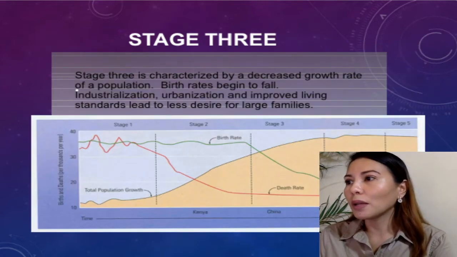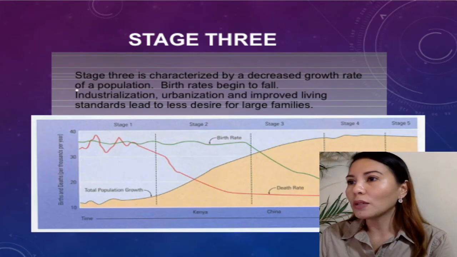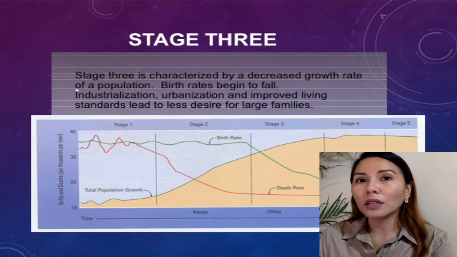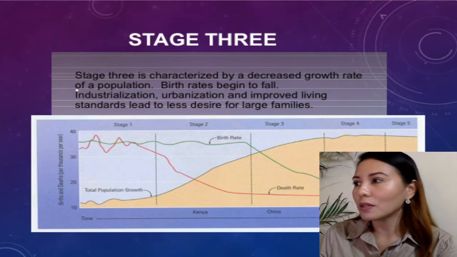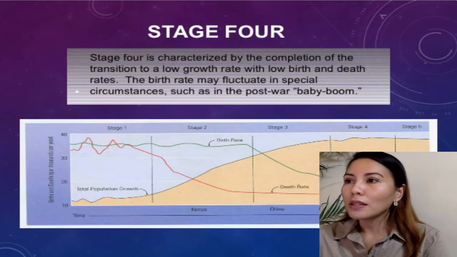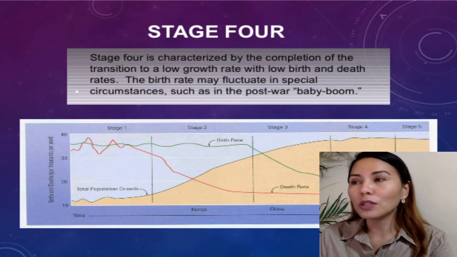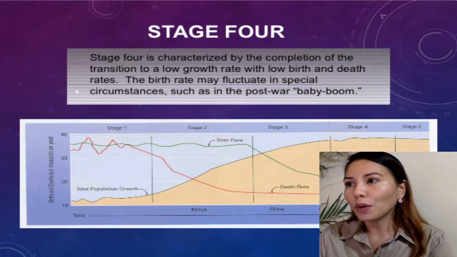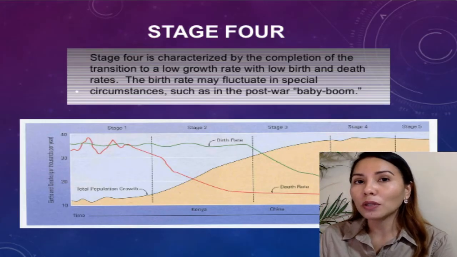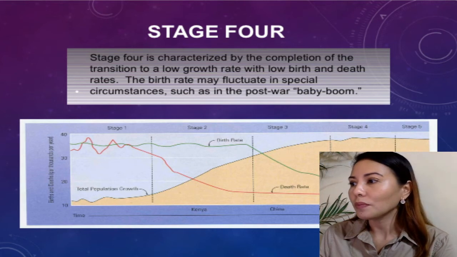Stage 3 is characterized by decreased growth rate of a population. Birth rates begin to fall, industrialization, urbanization, and improved living standards lead to less desire to have large families. Stage 4 is characterized by the completion of a transition to low growth rate with low birth and death rates. The birth rate may fluctuate in special circumstances like that of the post-war baby boom.